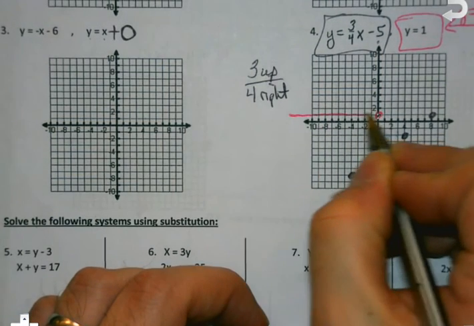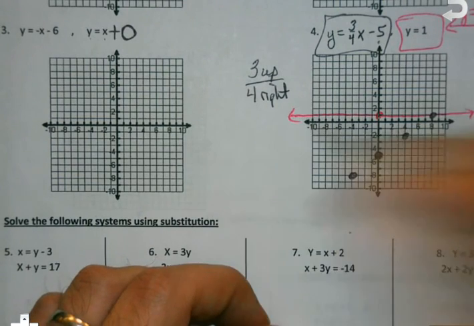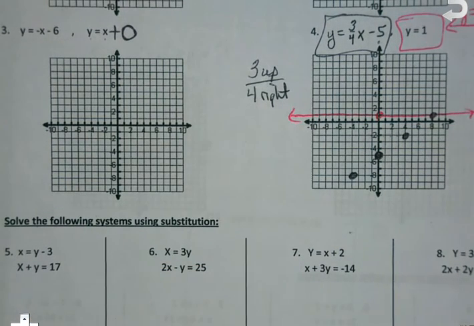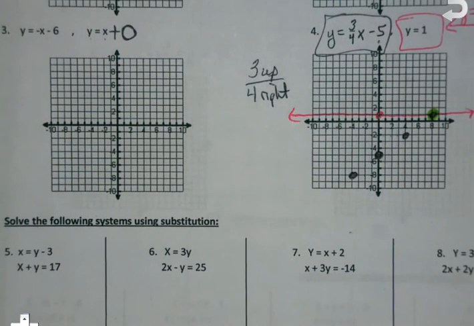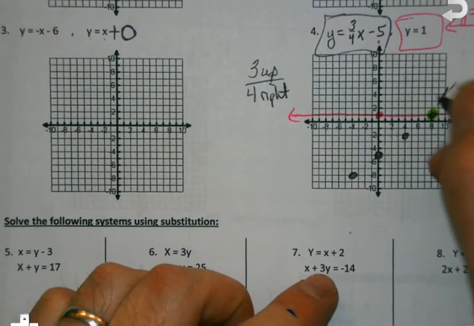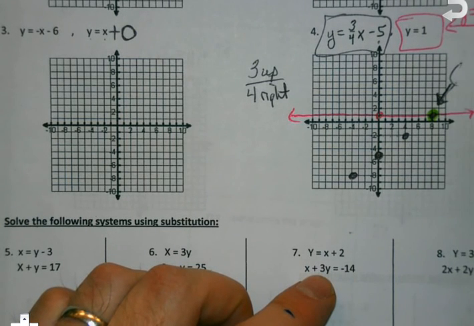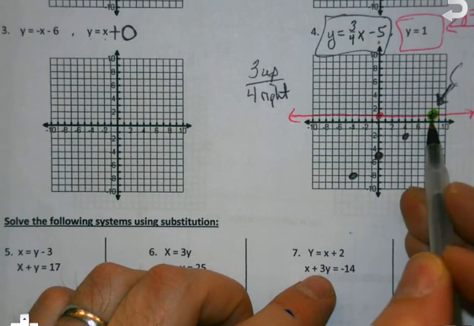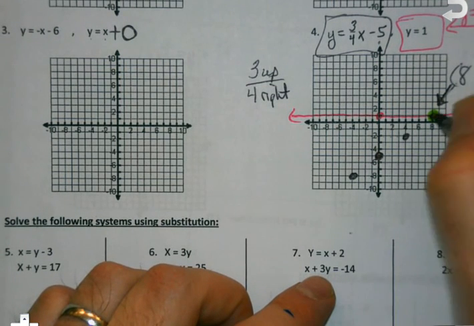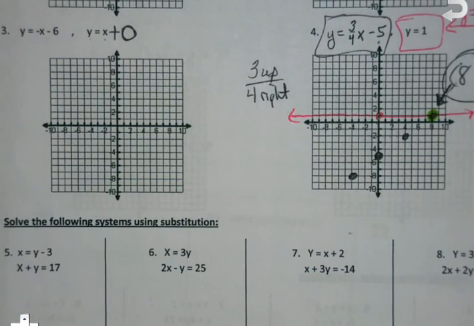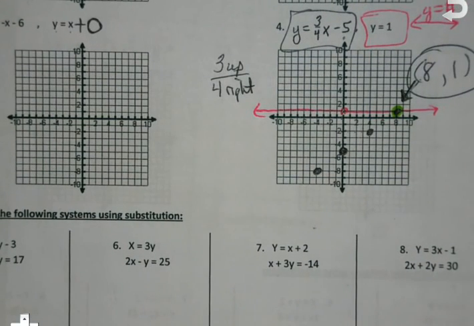So here I don't have dots. I'm just going to draw a line through it. But I notice when I draw my line through, my line does cross with this dot from the other one. So that is my answer. How many do I go over and up to get there? Okay. Right 8, up 1, answer, boom. Whoops. There it is. Boom.